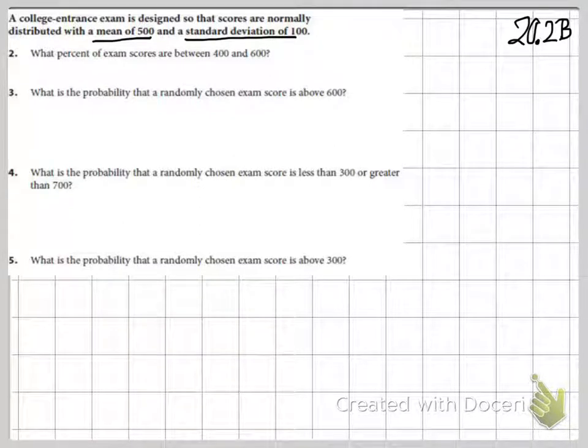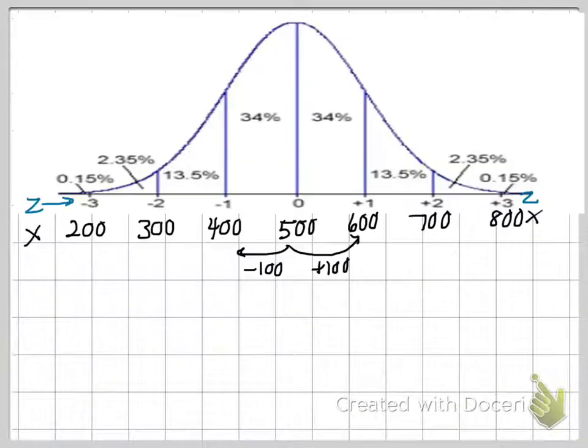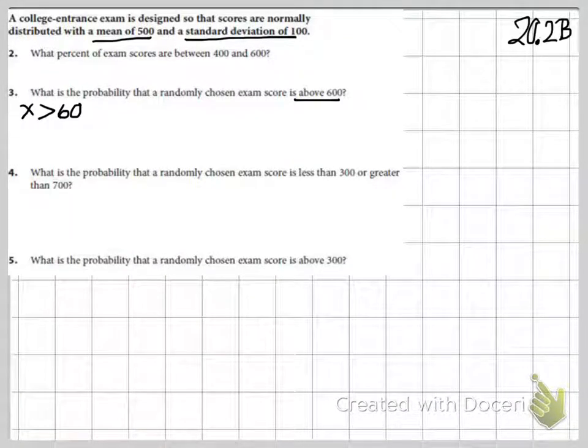I'm going to look at number 3 first. What's the probability that a randomly chosen exam score is above 600? This is our x value given in the problem. X value. Above 600, greater than 600. I need the z that goes with it. Let me look at what I just wrote on the curve. The z that goes with 600 is right here. Positive 1. Let's take it back here. Change this to z is greater than positive 1.